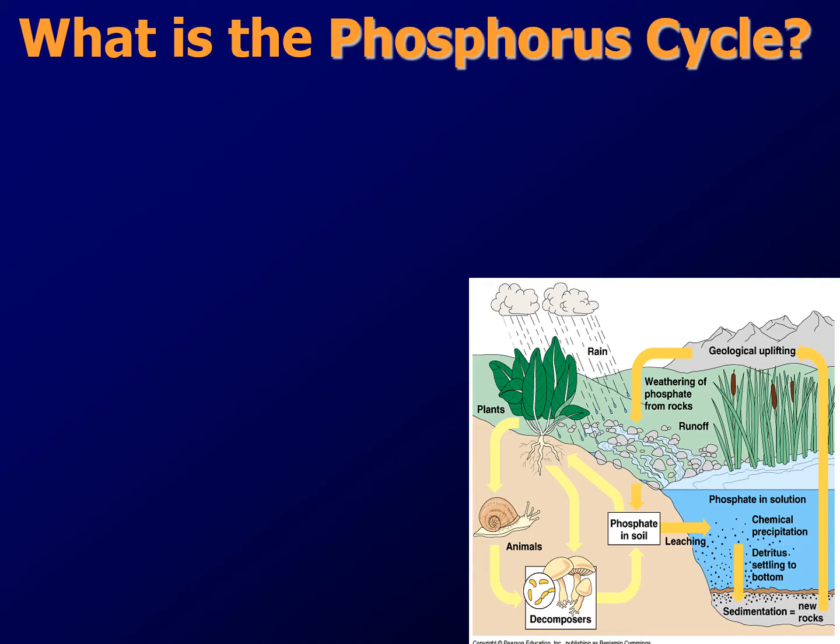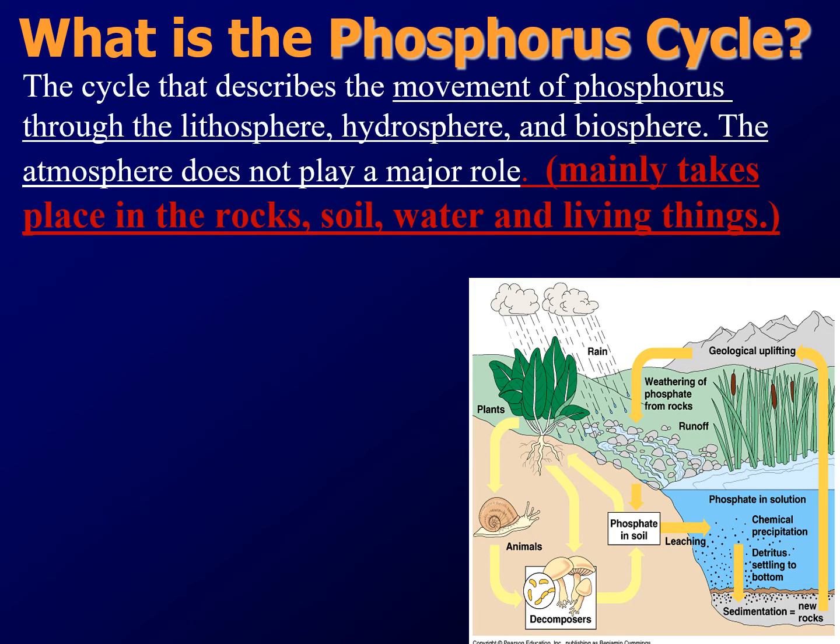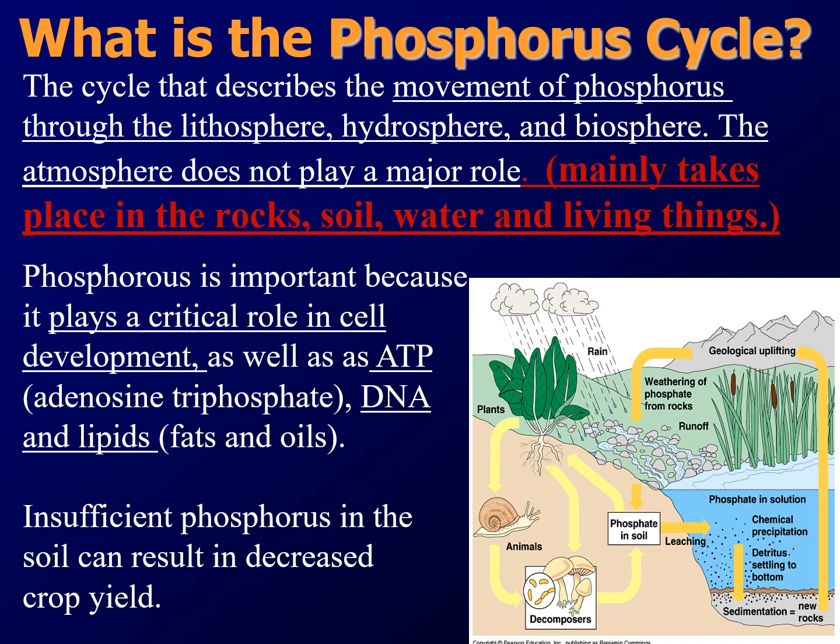A cycle that we will briefly discuss is the phosphorus cycle. This cycle describes the movement of phosphorus between the lithosphere, hydrosphere, and biosphere. Mainly, this cycle takes place in rocks, soil, water, and living things. Phosphorus is critical because it plays an important role in cell development, as well as ATP, DNA, and lipids. Too little phosphorus in the soil can yield decreased crop production.